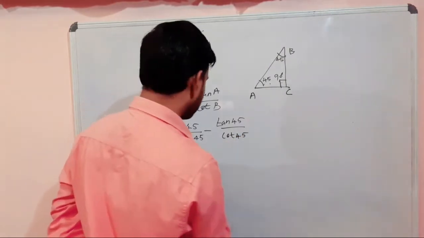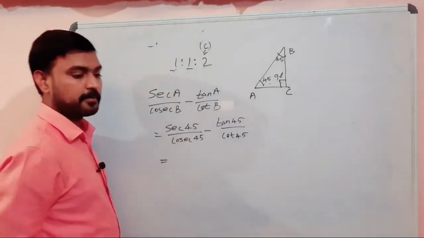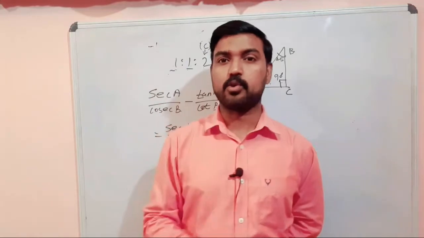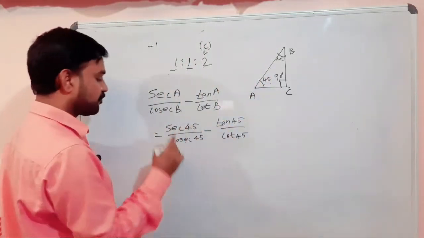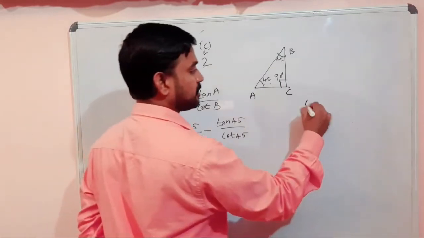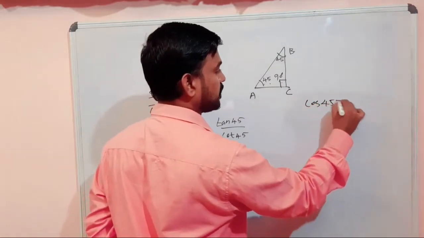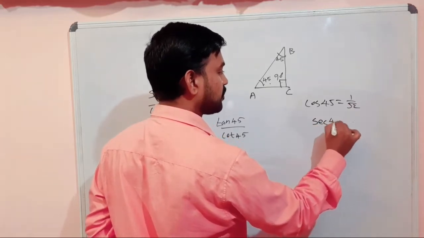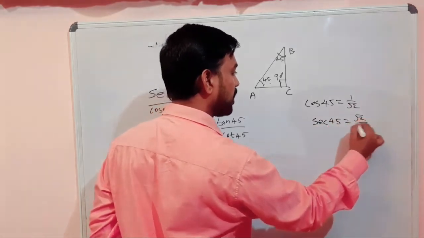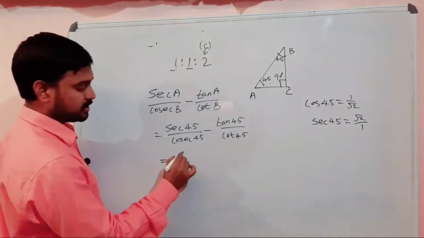So my dear students, in this question, sec 45. Sec is the reciprocal of cos. Cos 45 is 1 by root 2. So sec 45 is the reciprocal of 1 by root 2. We studied that cos 45 is equal to 1 by root 2. Its reciprocal will be sec. So sec 45 is root 2 by 1. Root 2 by 1 means it is root 2.